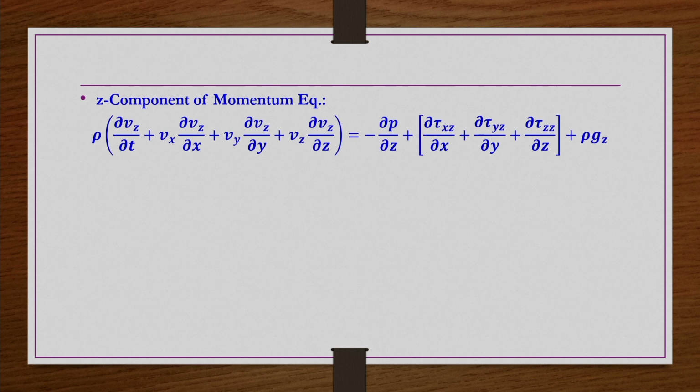Now, the z component of the momentum equation. If you simplify, the steady state term is 0, Vx is 0, Vy is 0, Vz is existing, but it is not a function of z, it is a function of y only. Why is it not a function of z? Because of the fully developed flow, dou by dou z of the velocity component is 0.